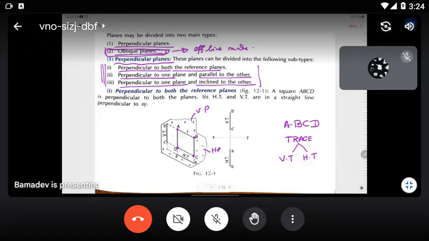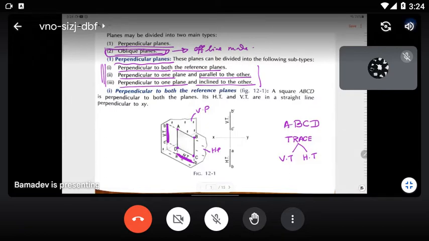So this is the straight line where the plane ABCD will intersect with the vertical plane. This is called the vertical trace. And this is the straight line where the plane will intersect with the horizontal plane, which is called the horizontal trace.